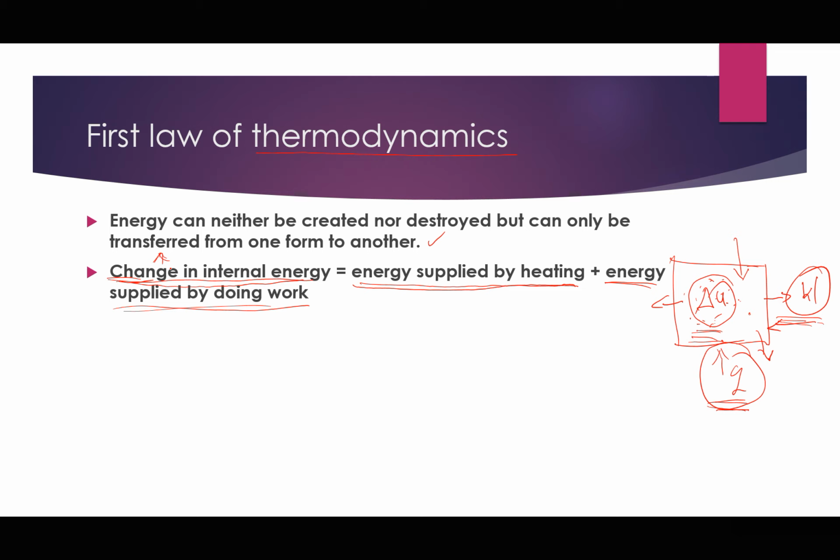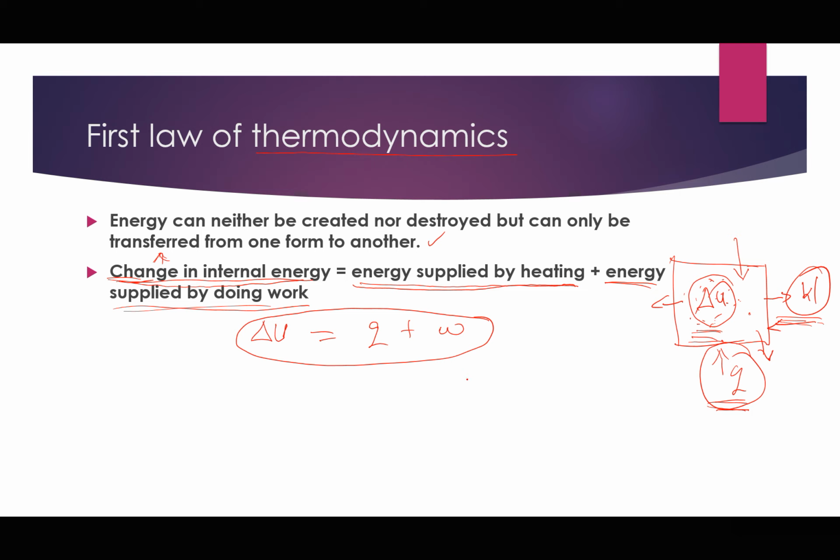But for now, the change in internal energy is going to be given as, I will simply write this as delta U to mean change in internal energy, is given by heat supplied by heating Q plus energy supplied by doing work, which is going to be a small letter W. Many times you'll find the first law of thermodynamics just written like that.